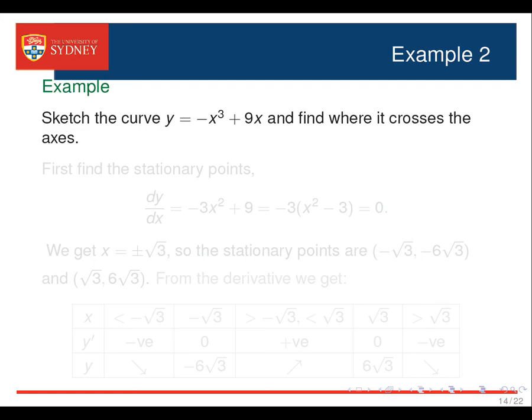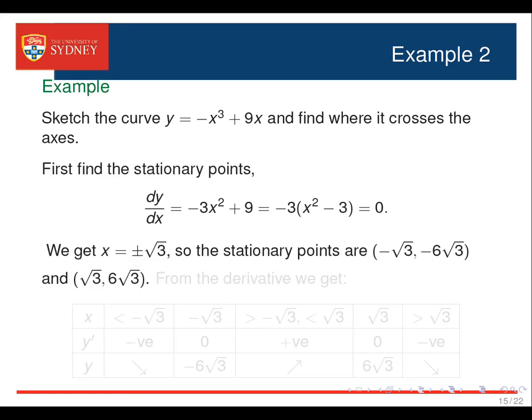Now let's have a look at another example. Sketch the curve y equals minus x cubed plus 9x and find where it crosses the axes. First, find the stationary points. The process is the same as before. Differentiate, let it equal 0, and solve.